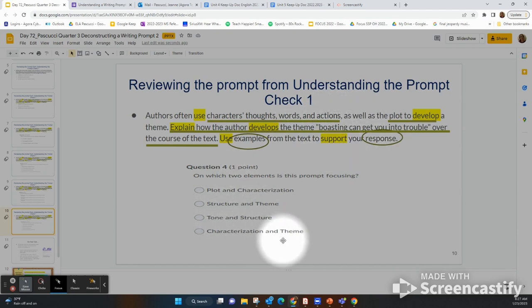Characterization and theme. Okay, well, yeah, kind of talks about those two too. But what is this prompt focusing on? Okay, is it focusing on the theme, or is it focusing on characterization and plot? Well, geez, I don't know. You're going to have to kind of decide. Is it plot and characterization or characterization and theme? I'm going to guess that it's going to be plot and characterization because, guys, it's what's in the first line of the prompt. We do talk about the theme, but the 2 elements in which it's focusing on are listed up here in the first part. So it's going to be plot and characterization.